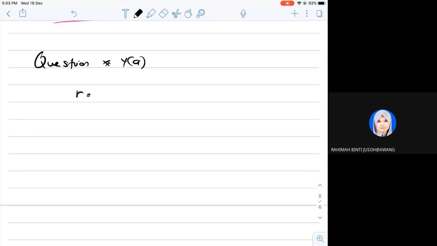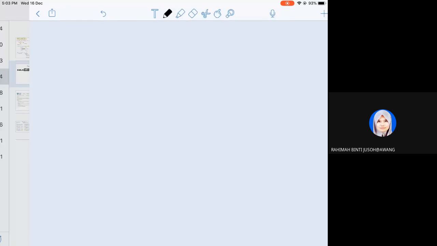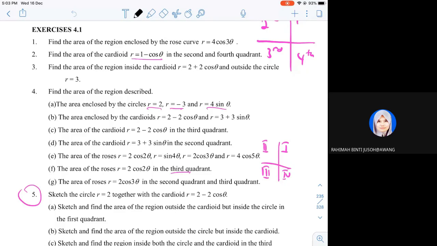Okay, let's say r equals 4 sine theta. Because for r equals 2, the angle is from 0 until 2 pi, so 1 over 2 integral of 2 squared d theta, isn't it? And then for r equals negative 3, it's just 1 over 2, integrate from 0 until 2 pi, negative 3 squared d theta. So now we focus on the third one, r equals 4 sine theta.